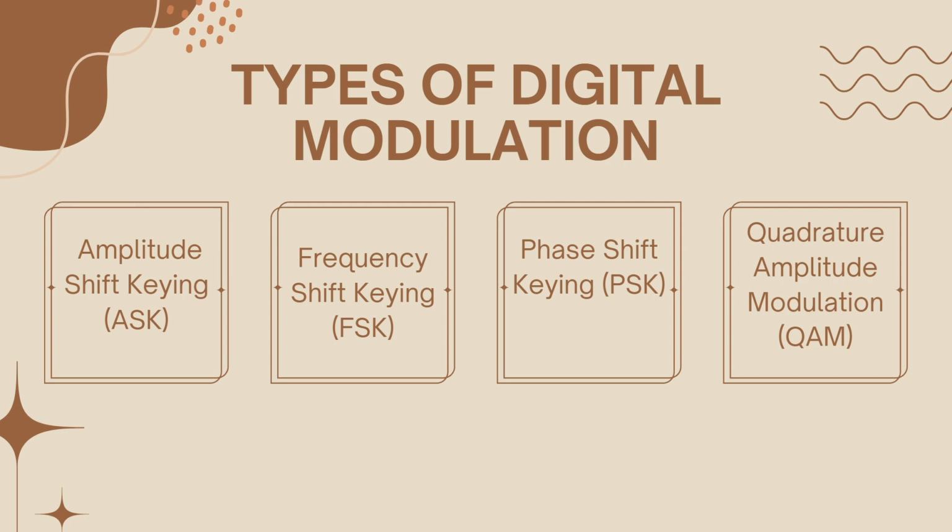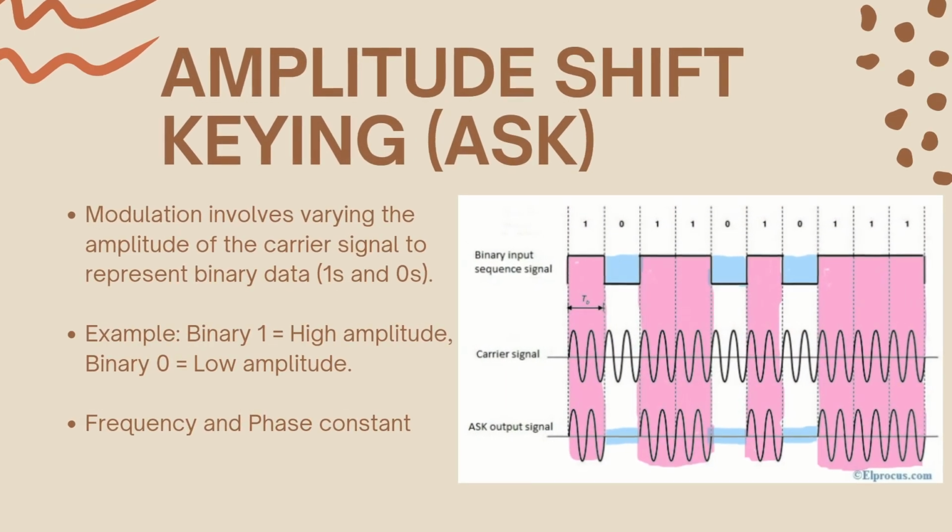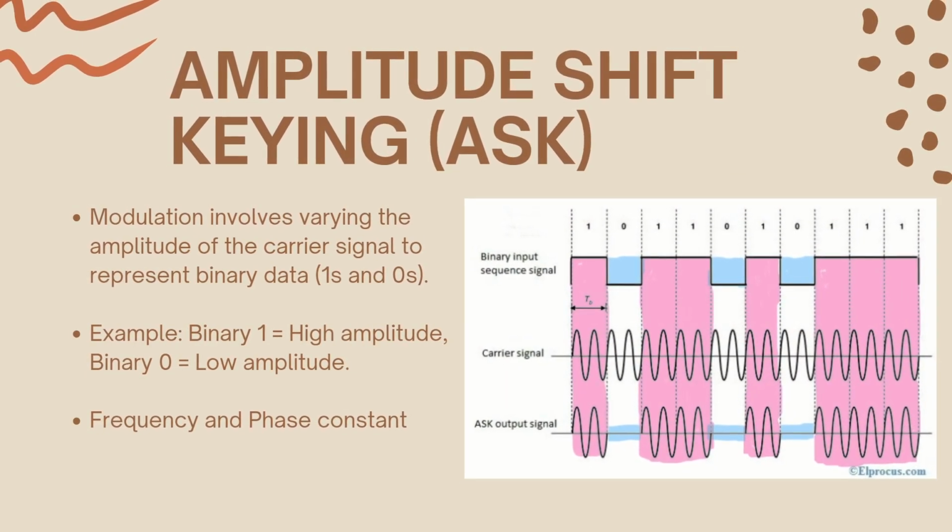We have amplitude shift keying, ASK, frequency shift keying, FSK, phase shift keying, PSK, and quadrature amplitude modulation, QAM. Amplitude shift keying, also known as ASK, modulation involves varying the amplitude of the carrier signal to represent binary numbers, for example 1 and 0.